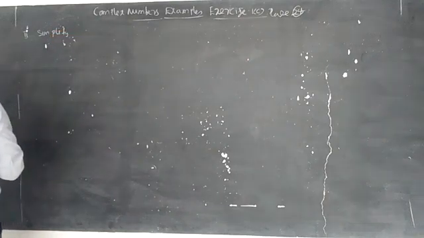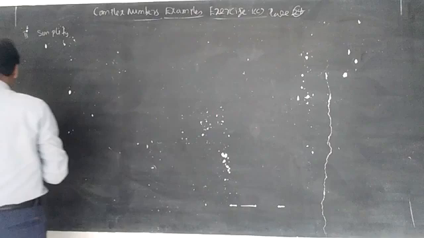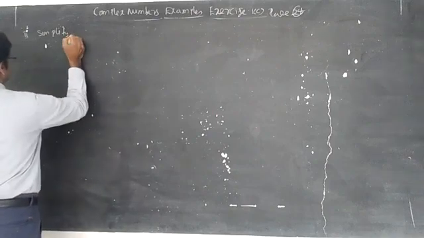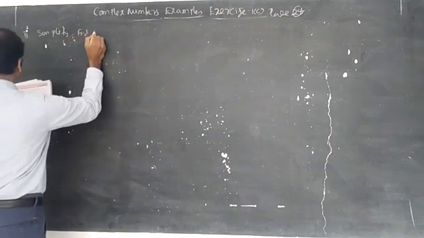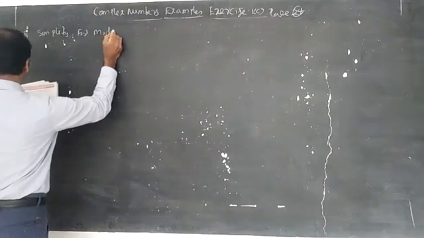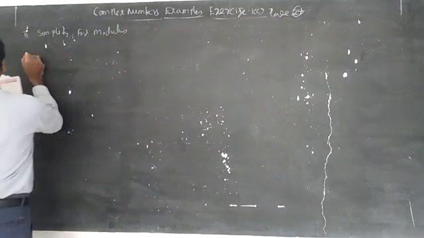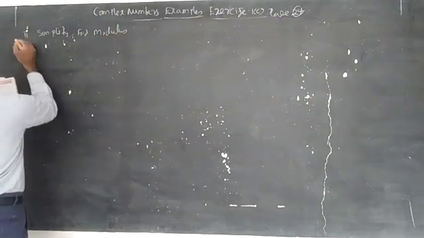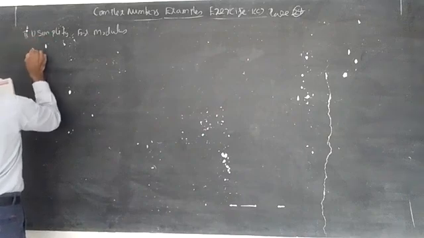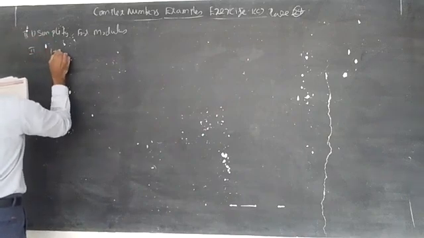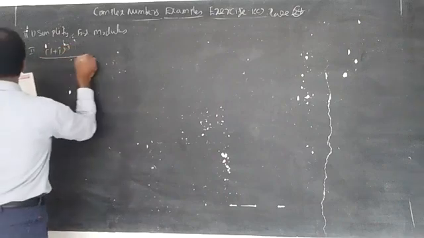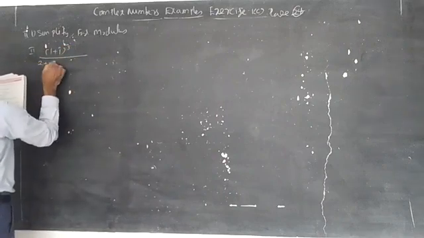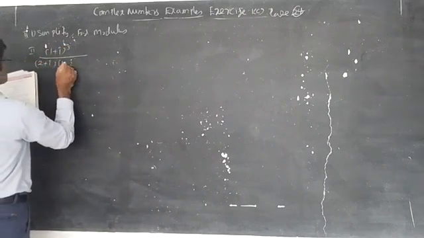Simplify the complex number and find their modulus. Simplify, comma, find modulus. Let us try the second one. Second Roman, first one, second sum: (1 plus i) whole cube, whole by (2 plus i) into (1 plus 2i).